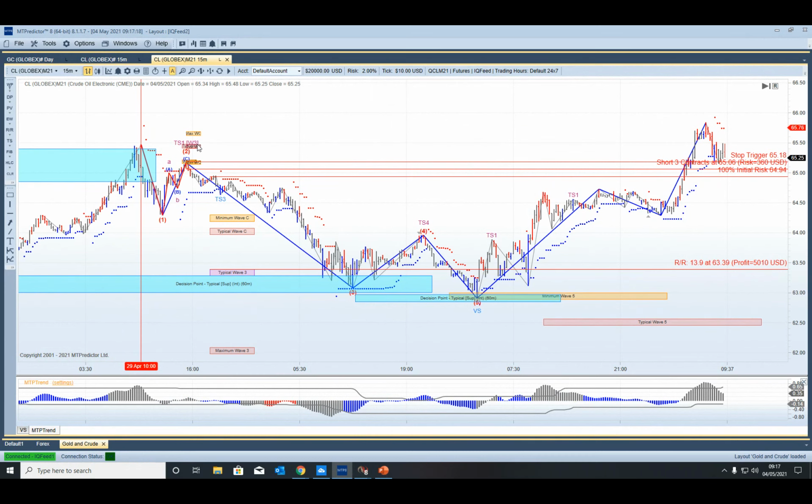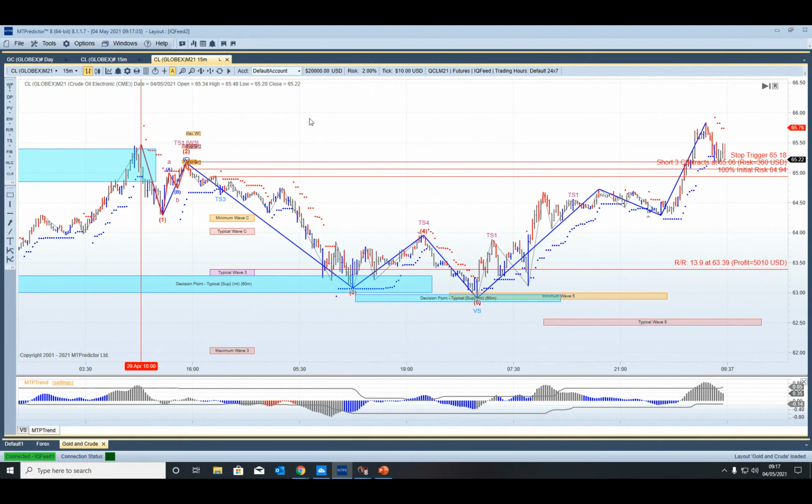Yes, Alvin, we always tend to use our intermediate swings. The only reason I kept the major swings on is because I knew when I came back to the 15-minute chart, I just wanted to show that 5-wave sequence. That's all. So yes, we use the intermediate swings to do the DPs.